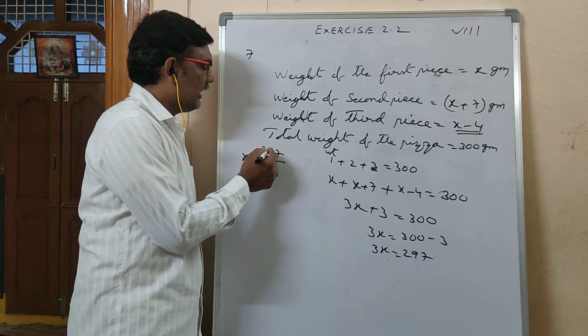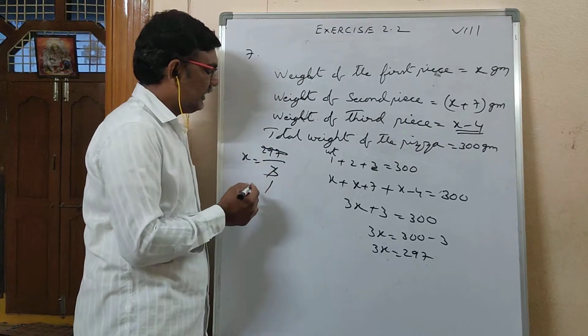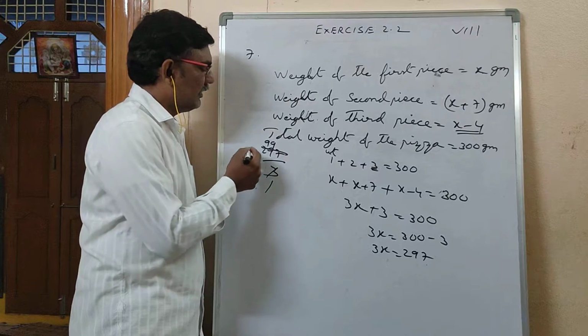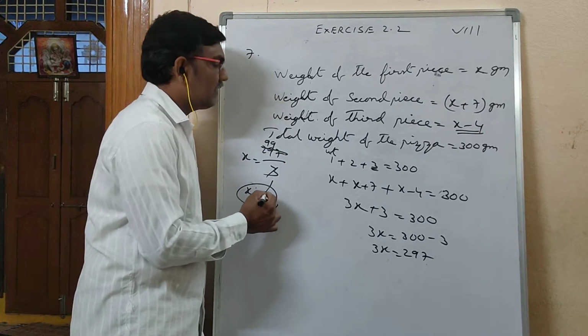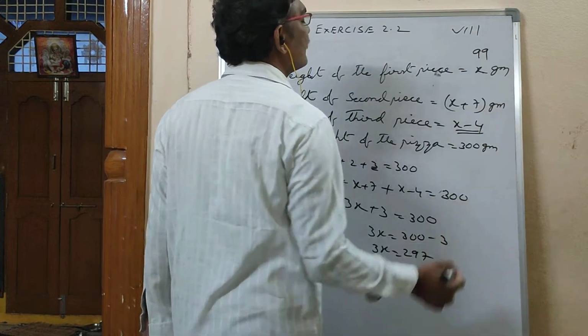Sum of digits: 9 plus 2 is 11, 11 plus 7 is 18. So here 3 nines are 27. Again 3 nines are 27. So 99. What is x here?